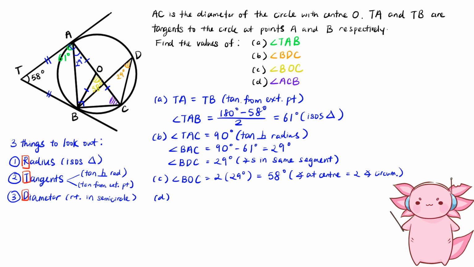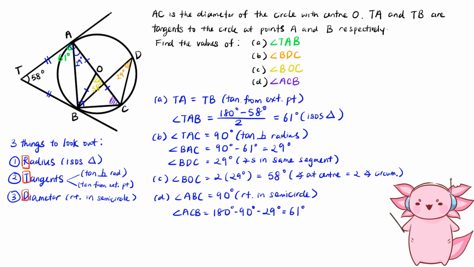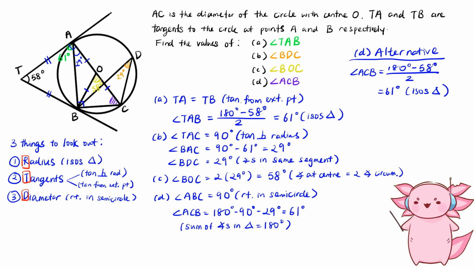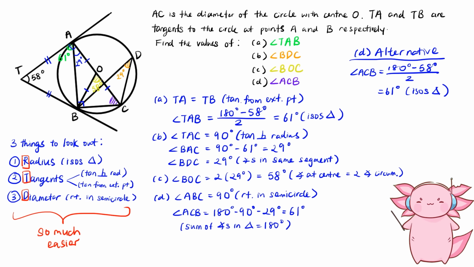And finally, for part D, since this angle here is 90 degrees, we can look at the triangle over here and we can just do 180 minus 90 minus 29 degrees, which gives us 61 degrees. I know there's other methods of solving this, like using the isosceles triangle over here, but you notice that by annotating the RTD circle properties at the start, it makes the question way easier.